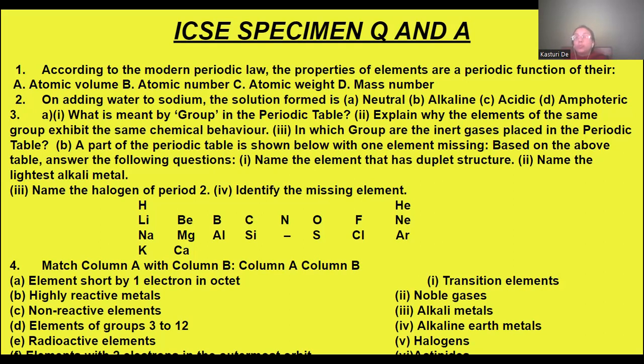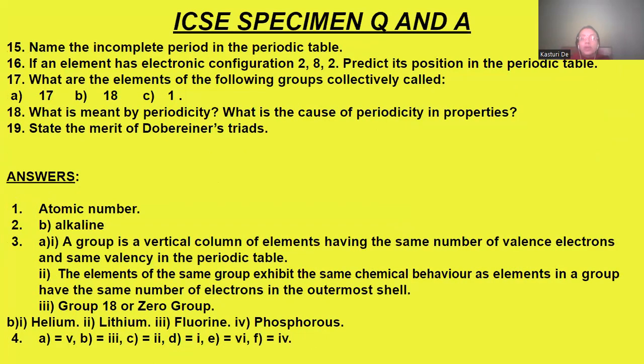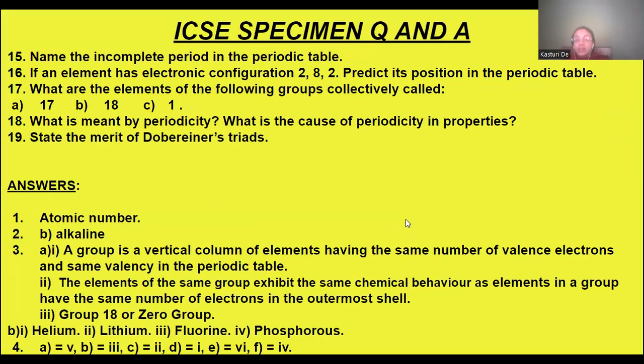What is meant by group in the periodic table? Explain why the elements of the same group exhibit the same chemical behavior. In which group are the inert gases placed in the periodic table? For part A, what do we mean by group? We know the group is the column with similar characteristics. A group is a vertical column of elements which have the same number of valence electrons and the same valency in the periodic table.